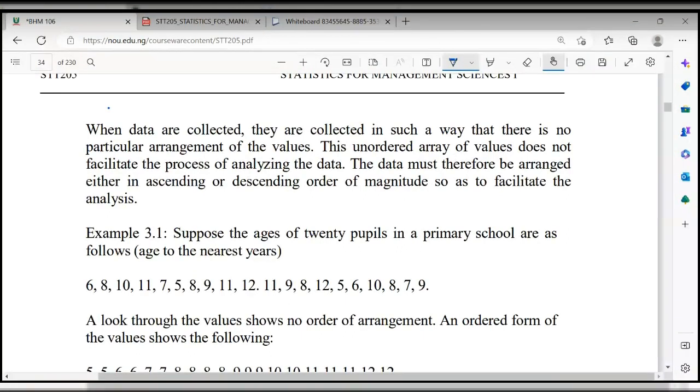Good. All right, now here's an example. Suppose the ages of 20 people in a class or in a school are as follows. These are 20 people, and this is their age. So one is 6, one is 8, one is 10, one is 11, different ages, 12, 9, 8, and so forth. So those are the different age grades for different people, and there are 20 of them.